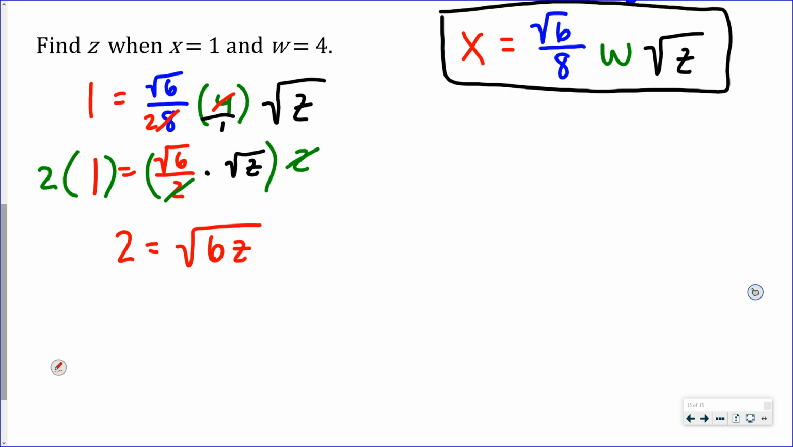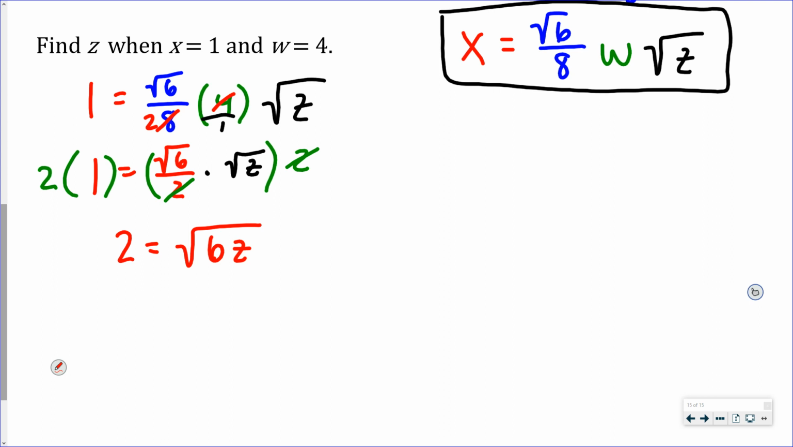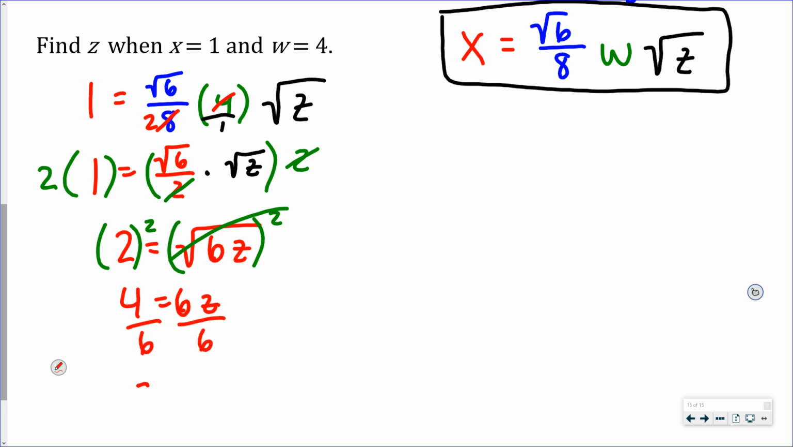The only reason the radical goes away when we do something like this is because what you're really doing is getting the square root of 36. What's the square root of 36? 6. This one's just not a perfect square. How would I solve this? Square root both sides? No, square both sides. Good. Square both sides. You get 4 equals 6z. z is 2/3.